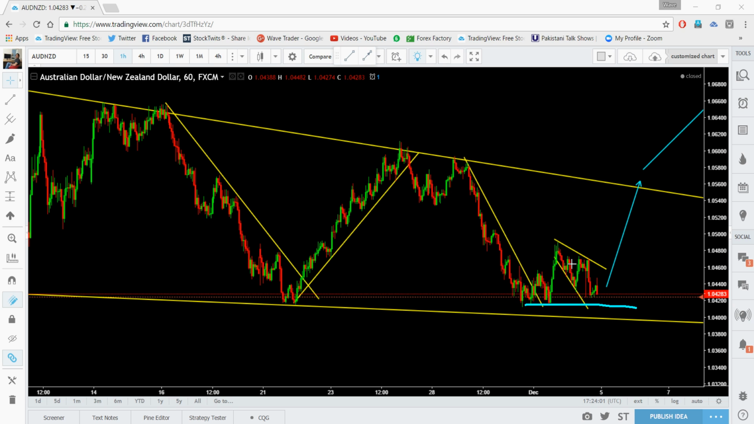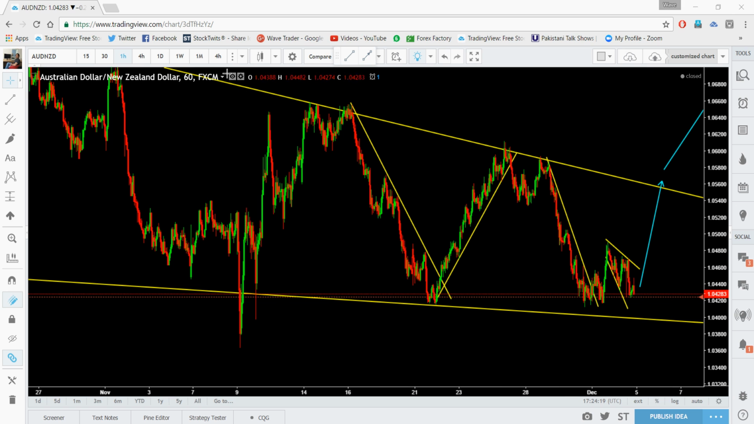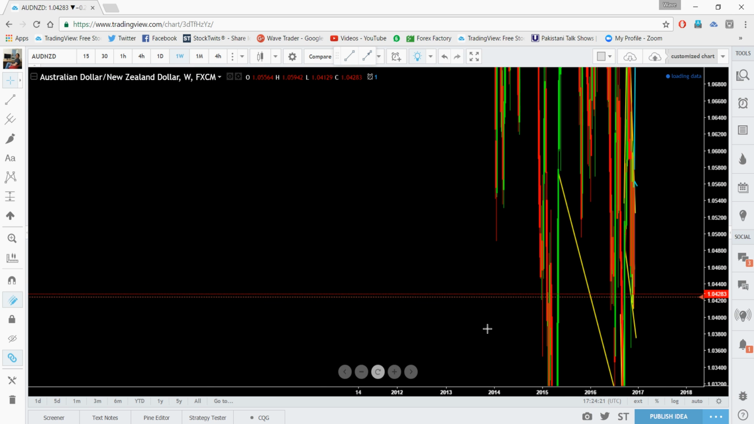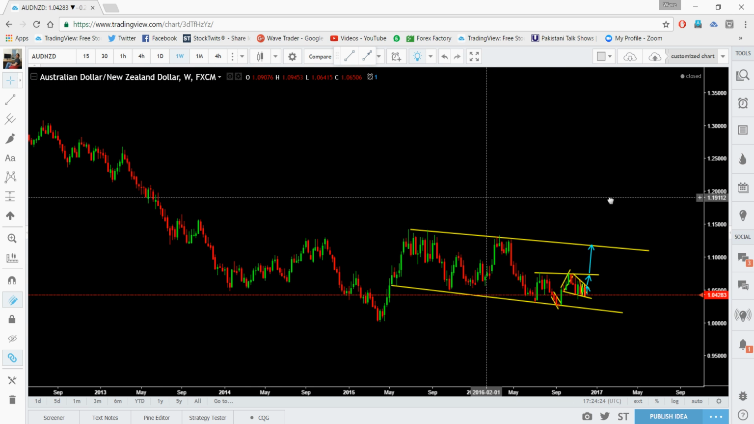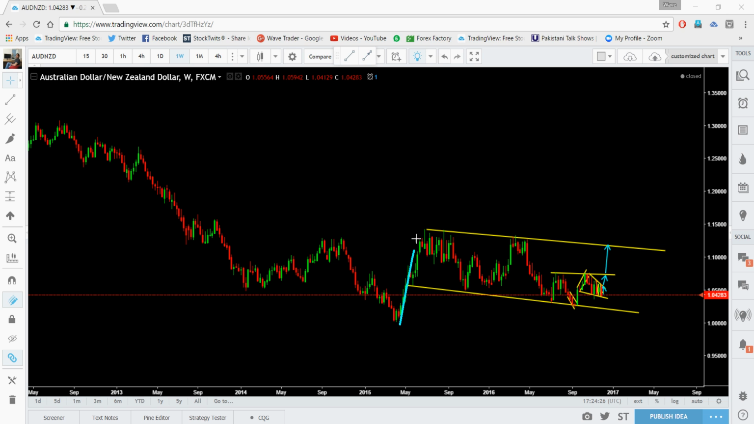If it closes below, then this impulse will be violated. Still, this is a trend continuation pattern. This is a corrective pattern to the upside. So place your stop loss somewhere here and look for continuation to the upside. Everybody knows that the bigger picture is this. We are looking to buy at this place so that we can get bigger waves to the upside.